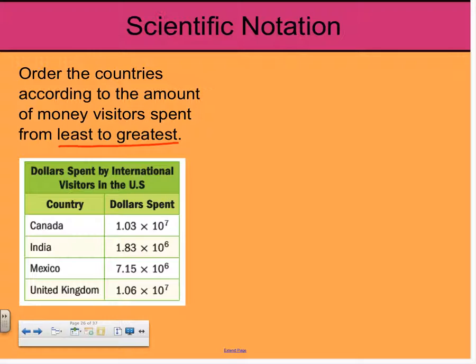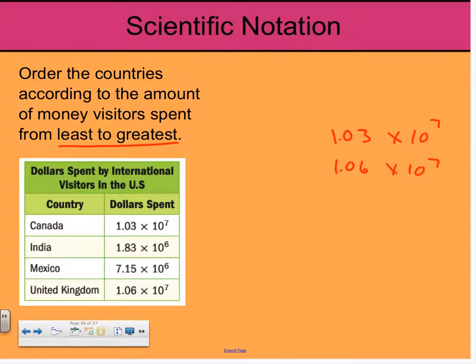Let me ask you this. Which numbers are bigger? An exponent of 7 or an exponent of 6? An exponent of 7 means you've multiplied it by 10 an extra time. So here's what we're going to do. We know, if we're going from least to greatest, that 1.03 times 10 to the 7th and 1.06 times 10 to the 7th are going to be greater than the other two, right? Simply because they have a higher exponent, which means they've been multiplied by 10 an extra time. These numbers are going to have an extra 0 on the end, okay?